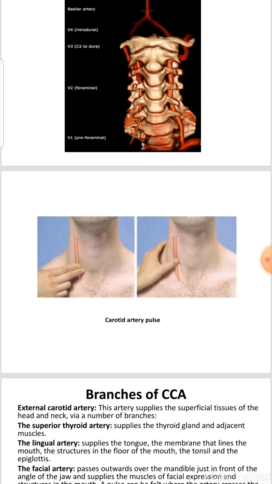The next image is showing the pulse site for the carotid artery. You can see a muscle belly here, and this muscle is called the sternocleidomastoid muscle. And the carotid artery is present medial to this muscle belly.